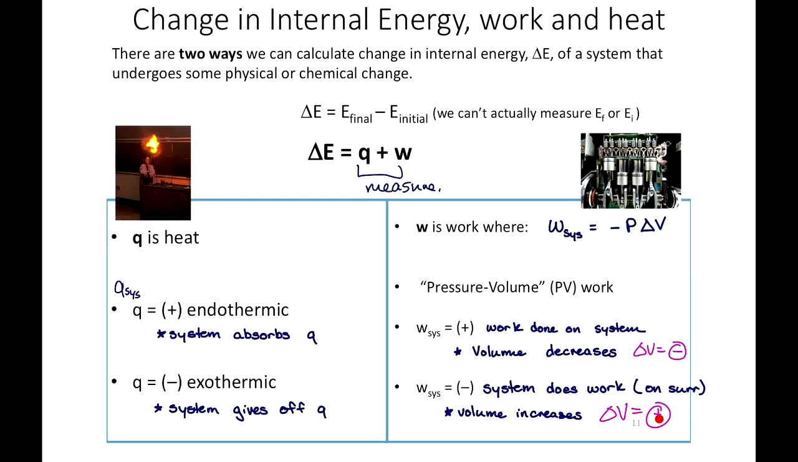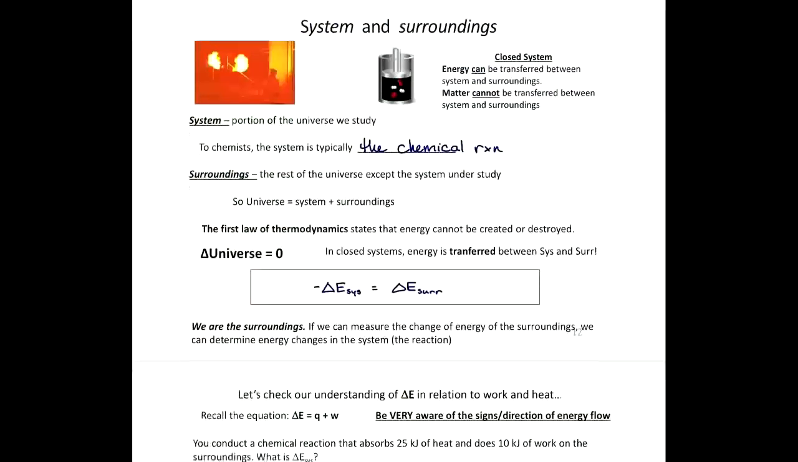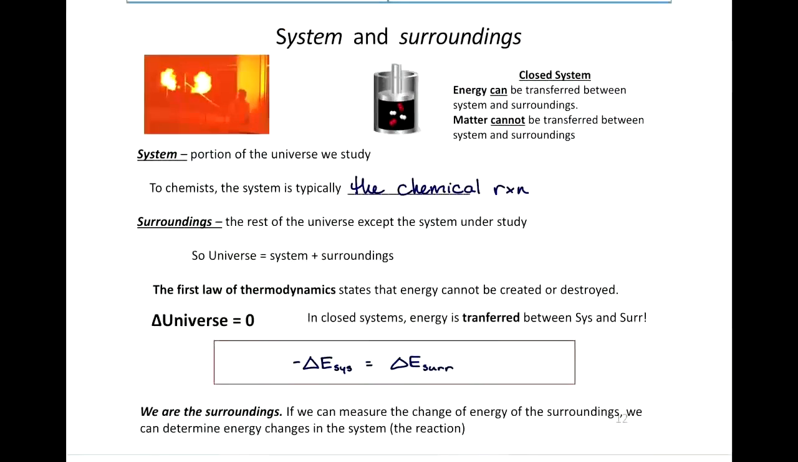When the volume of your system increases, it's a positive times a negative, so it's a negative value of work for your system. All right, let's put those things all together. Again, we need to be very, very careful with defining system and surroundings.